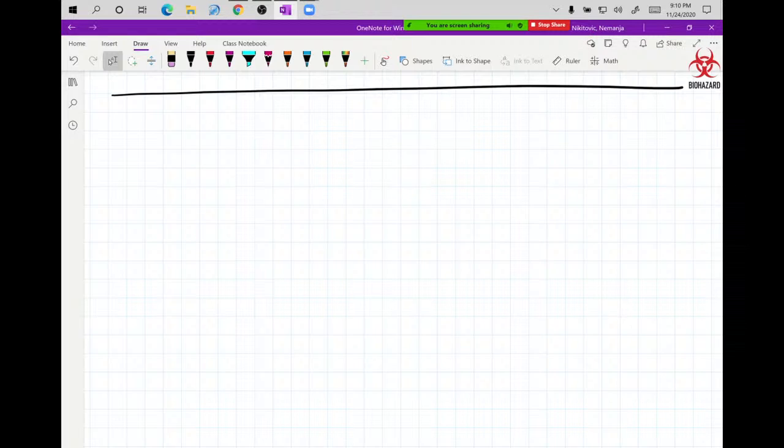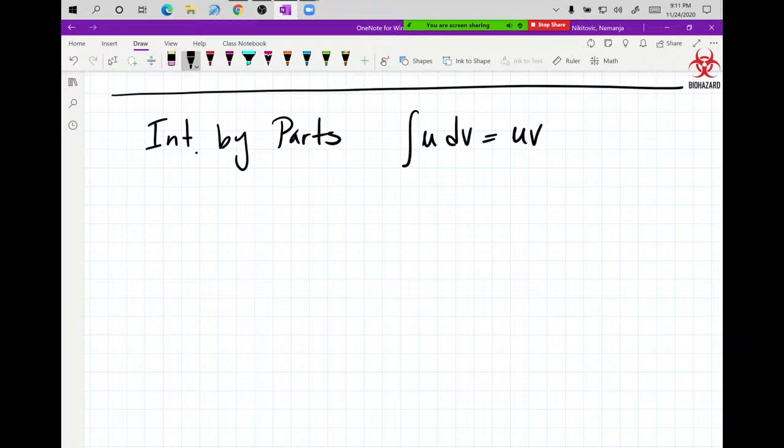Integration by parts. We have already seen integration by parts in 7.1, where we did the forward Laplace transform. So integration by parts is the formula which you can also visually derive, but generally people just memorize it. Integral of u dv is equal to uv minus integral of v du.